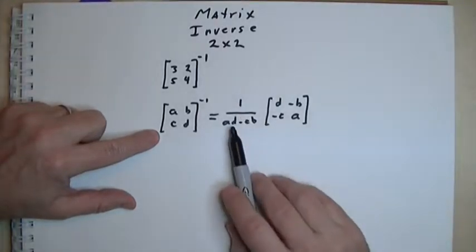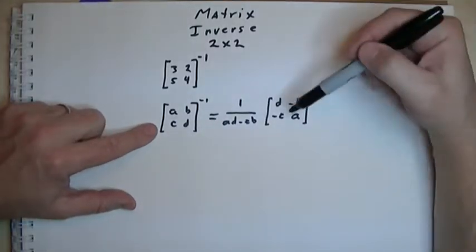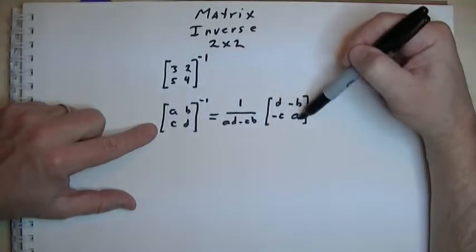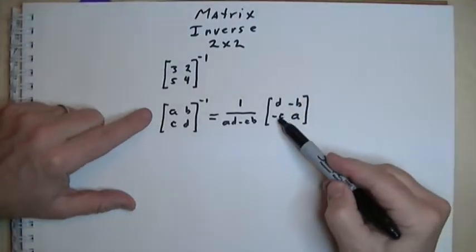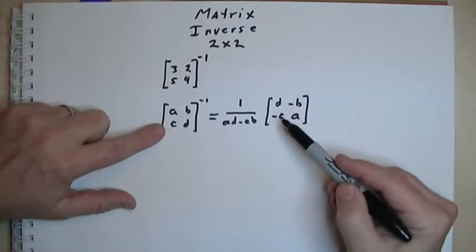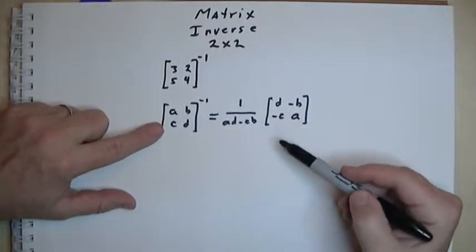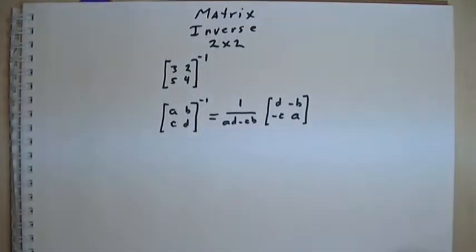So this is just 1 over the determinant times basically the same matrix, with the exception that the main diagonal, the two numbers have swapped places. The other diagonal, we don't swap them, but we change the sign. So if C is negative, it becomes positive. If it's positive, it becomes negative. They take on the opposite sign that they were here.